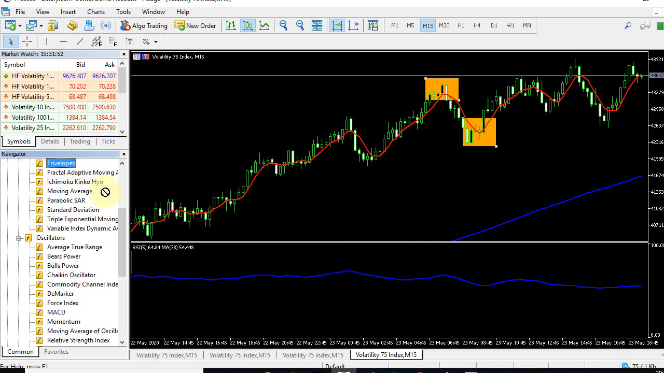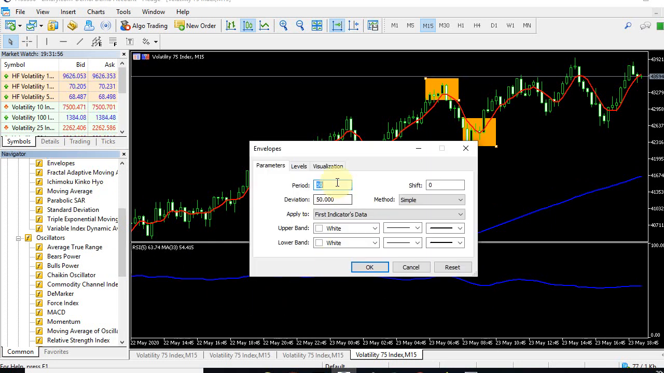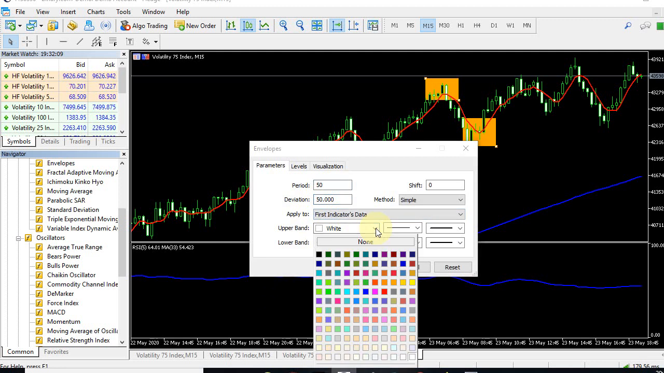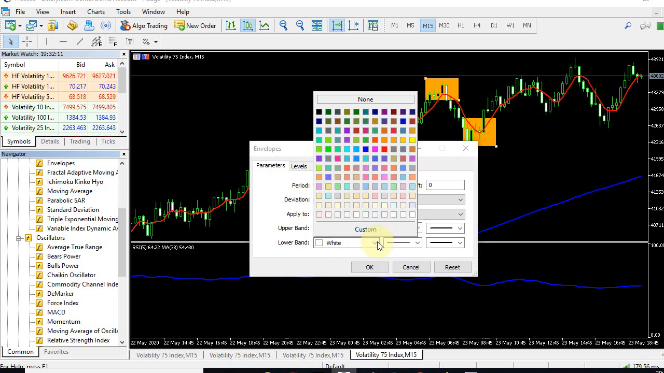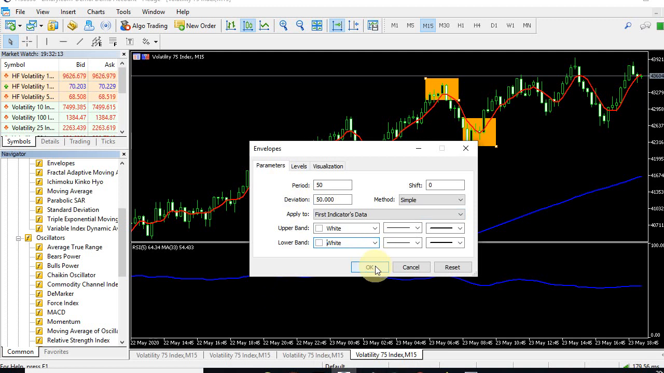Left click, hold, drag and drop. Your period will be 50, deviation will be 50. For it to be on indicator window 1, apply to first indicator's data. The upper band color will be white, lower band color white, then you click OK.